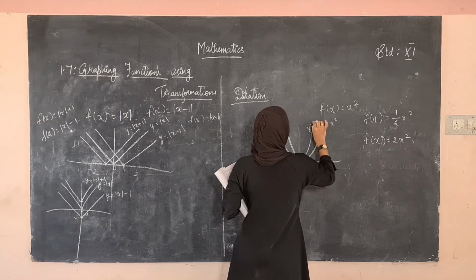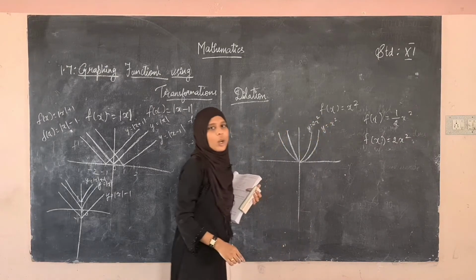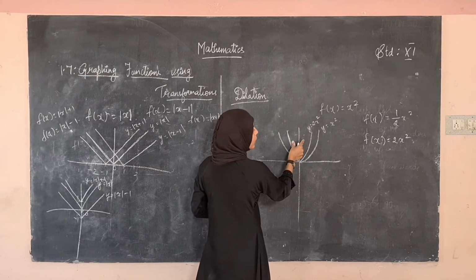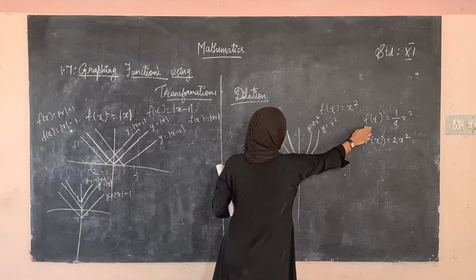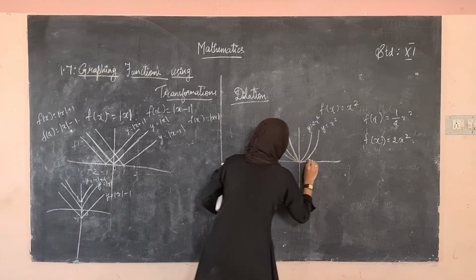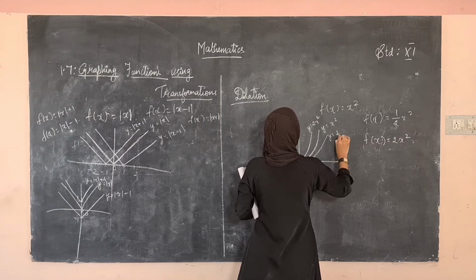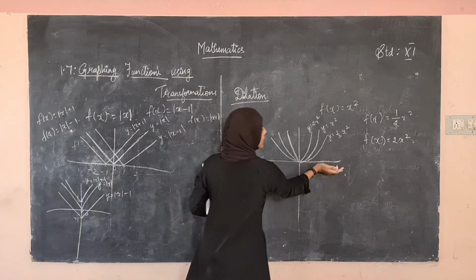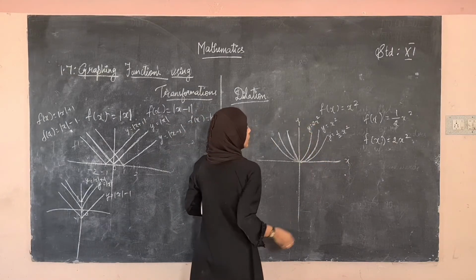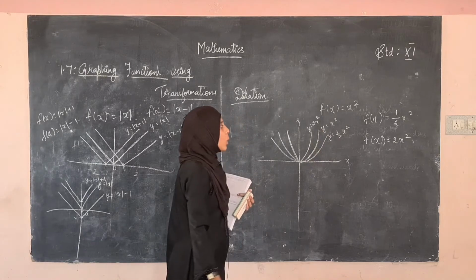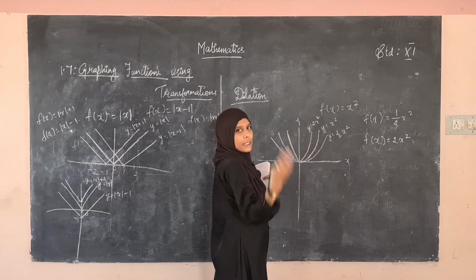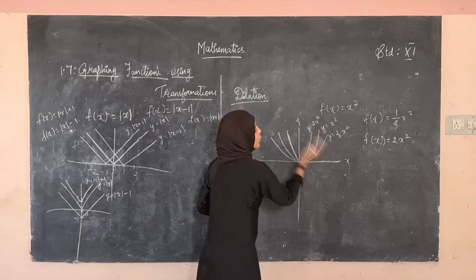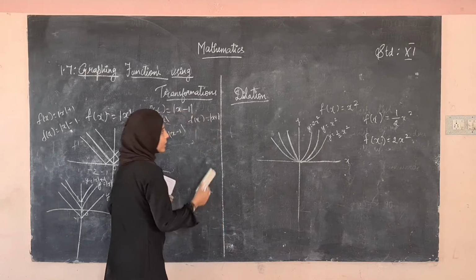Y is equal to 2 into x square. So it contracts like this, that is it moves away from x-axis, or we can say it moves towards y-axis. And f of x is equal to 1 by 2 into x square means the graph will be like this, that is the graph moves towards x-axis. This is x-axis and this is y-axis, right? So if this is the graph y is equal to x square, when it is multiplied with the largest number, it moves away from x, and when multiplied with the smallest number, it moves towards x. And this is the dilation.